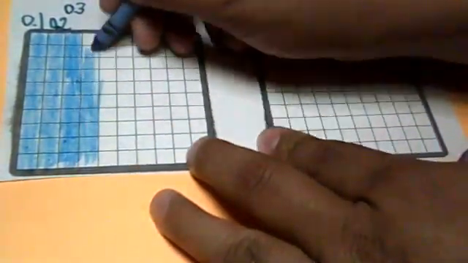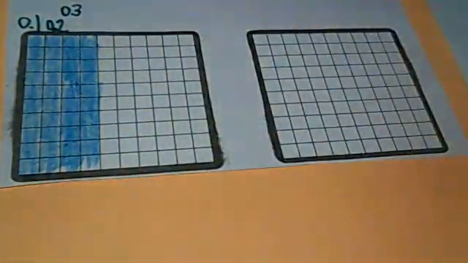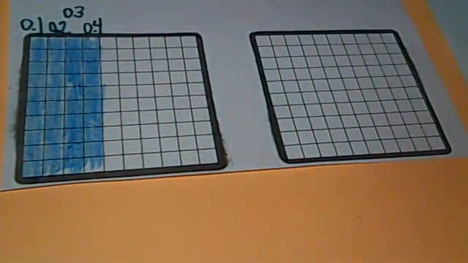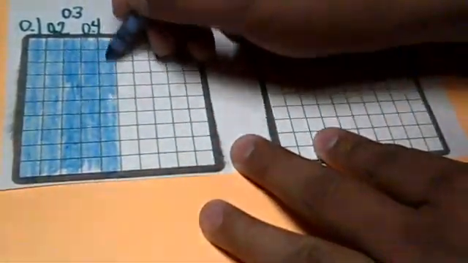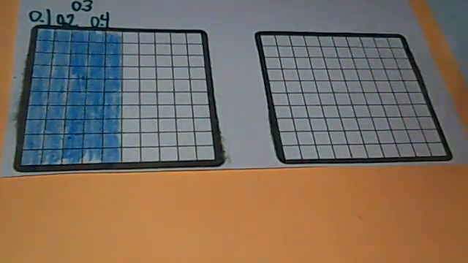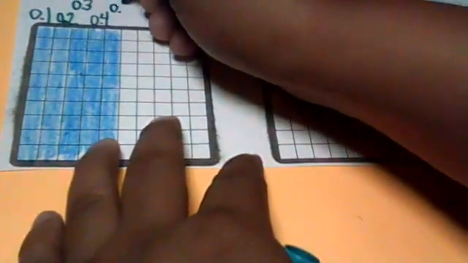Now, let's keep going. Let's shade another one. What happens if I shade this one right here? What would that one be? That one will be 0 and 3/10. Do you see a pattern, boys and girls? If I shade the fourth one, that one becomes 0 and 4/10. And another one, now I have 0 and 5/10.